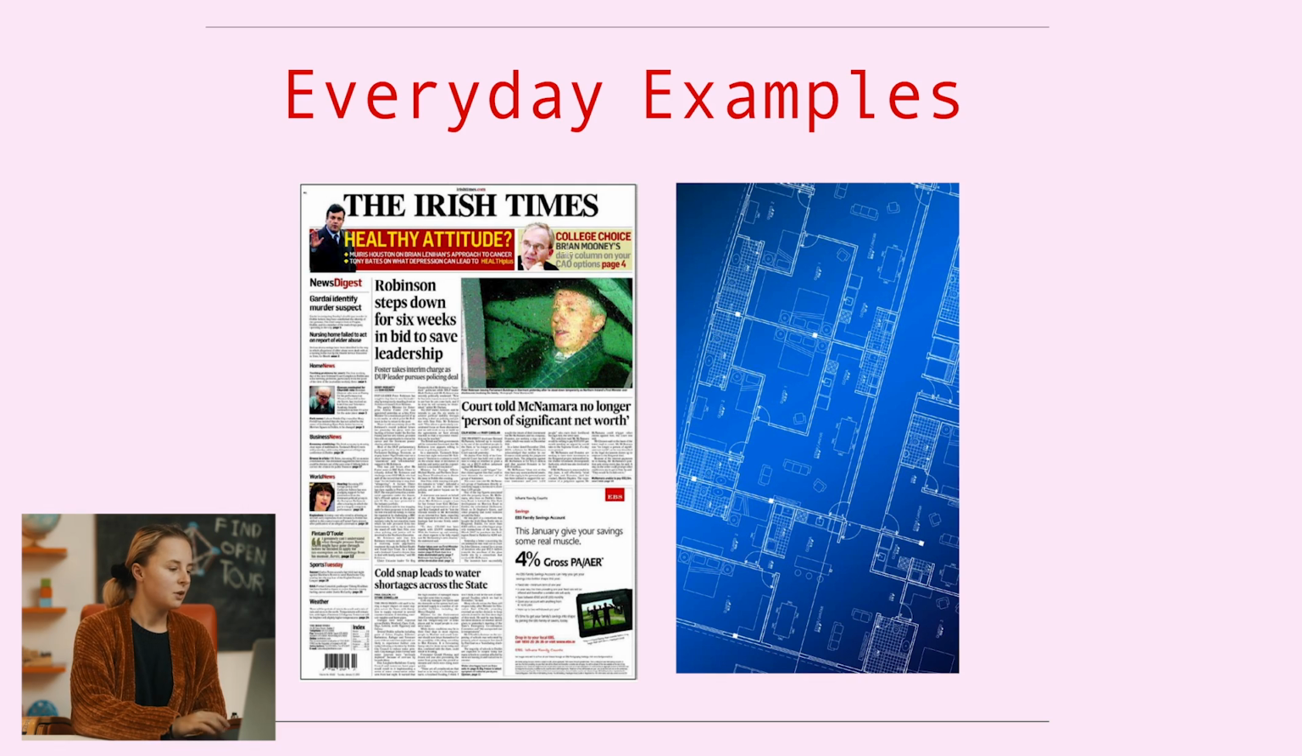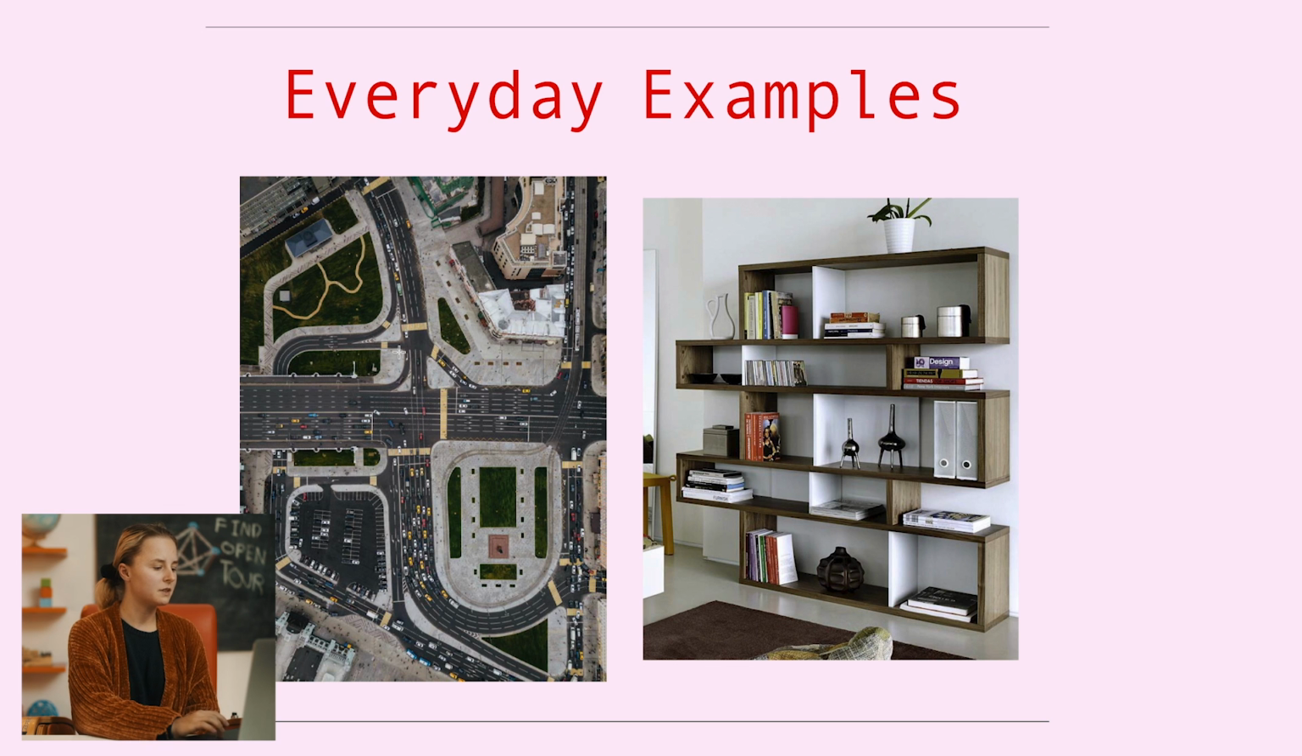So to begin with, everyday examples. We can see layouts and grids in the newspaper. We can also see it in blueprints and architecture designs. We can also see it in transportation when we're driving around in our cars. Of course, this is from above because otherwise we wouldn't know that we're driving on a grid system, but that's what that looks like from above. And then we also have grids and layouts in our home decorating, and that helps us organize our books and things that we own into a shelf unit.